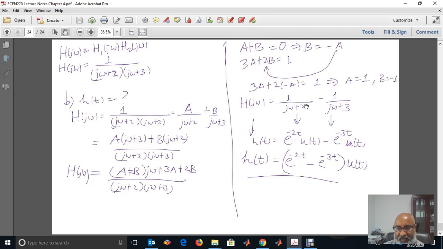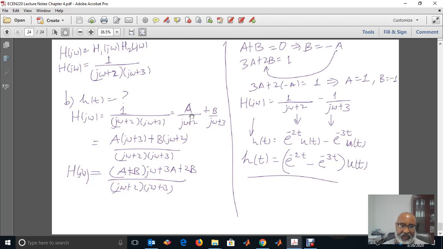And we have here the overall frequency response. Changing it into time, e^(-2t) u(t) minus e^(-3t) u(t), and this will be the overall impulse response of the system. So this is how we solve differential equations.